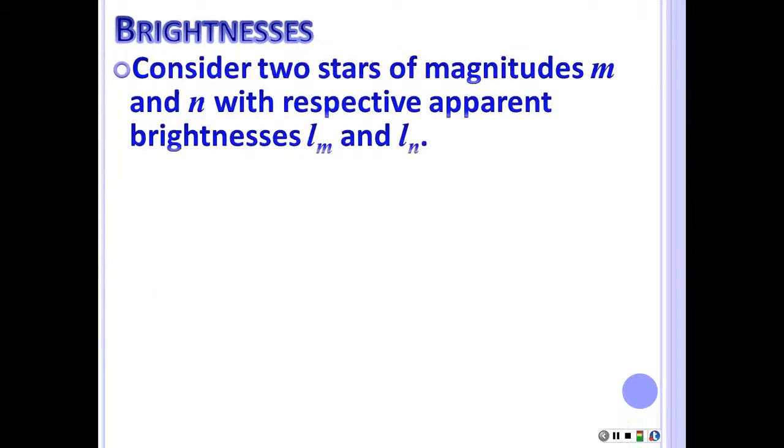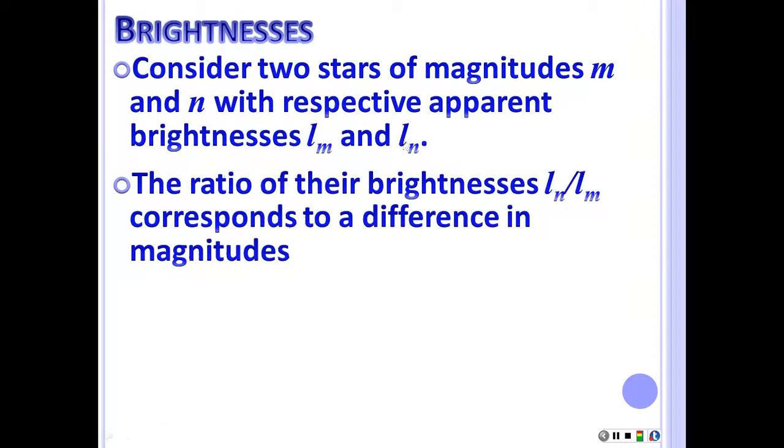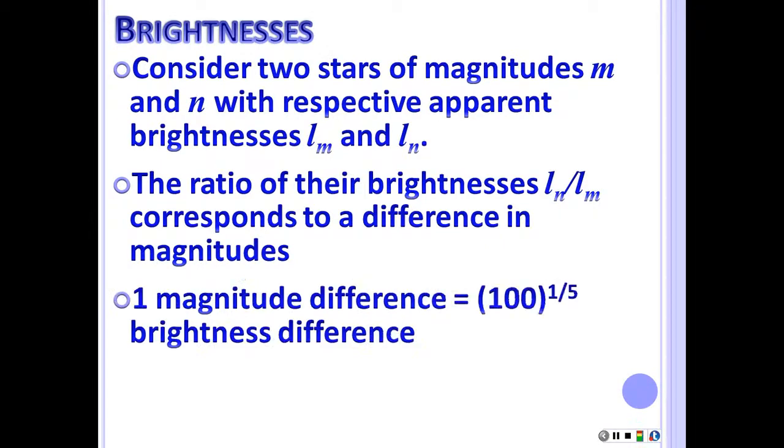But I want to go through this in mathematical form. Consider we have 2 stars. One has an apparent magnitude m, and the other one has an apparent magnitude n. They have apparent brightnesses, that is their energy per meter squared per second, of little l_m and little l_n. The ratio of the brightnesses, that is how they compare to each other, will correspond to a difference in magnitudes. Remember that a magnitude difference of 1 is a brightness ratio of 2.512, that is 100 to the 1/5.